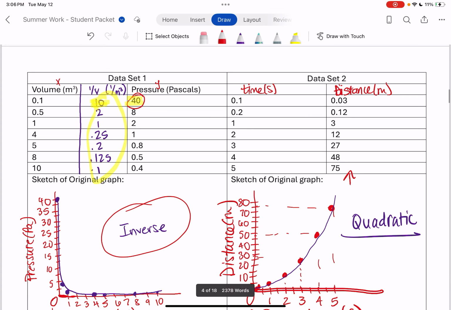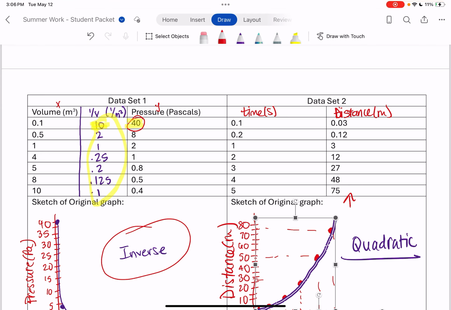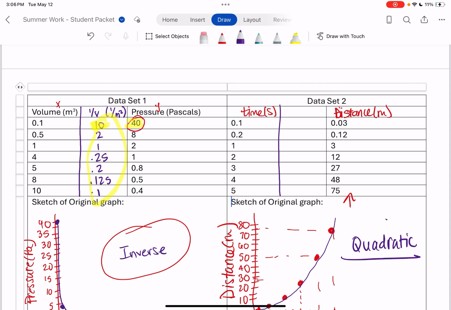So you're going to come up here and make a new calculated column. And this column will tell you what to graph. So we're going to do t squared. If it was seconds, now our unit is seconds squared. So 0.1 squared is 0.01. 0.2 squared is 0.04. 1, 4, 3 squared is 9, 4 squared is 16, 5 squared is 25. So we're going to take our new data and graph it. So this is my new x and y. We didn't change y, but x has changed. So now the largest x value I'm dealing with is 25.